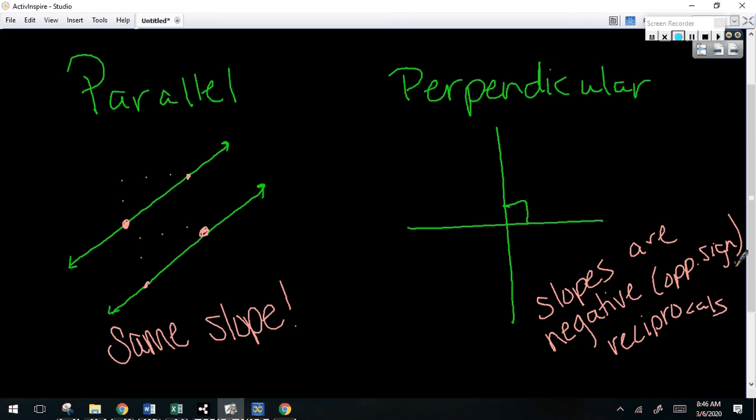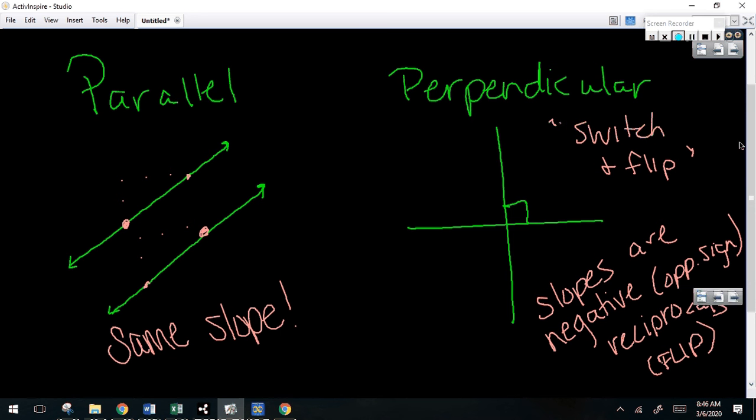And what does reciprocal mean? The opposite. Flip. Somebody said it. Flip. It's opposite in every sense of the word that you can get. You change the sign, you flip the fraction. Okay? Switch and flip. Switch and flip. Yes?